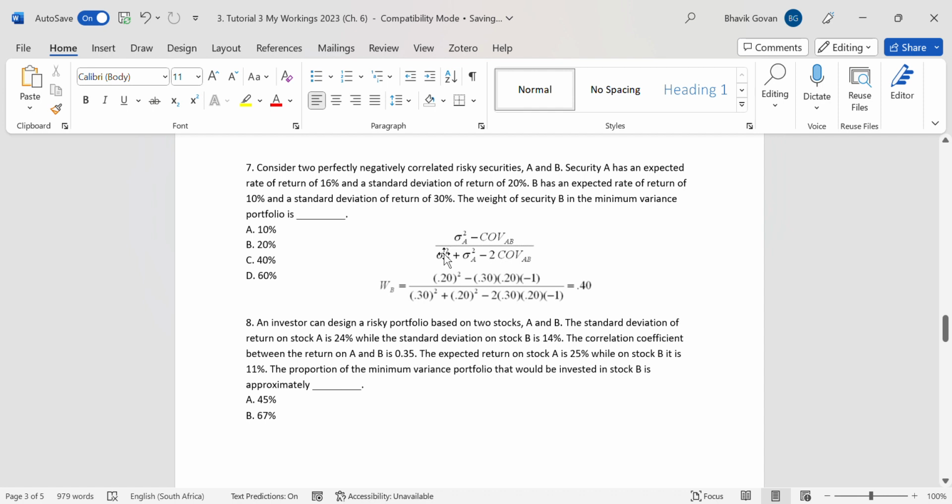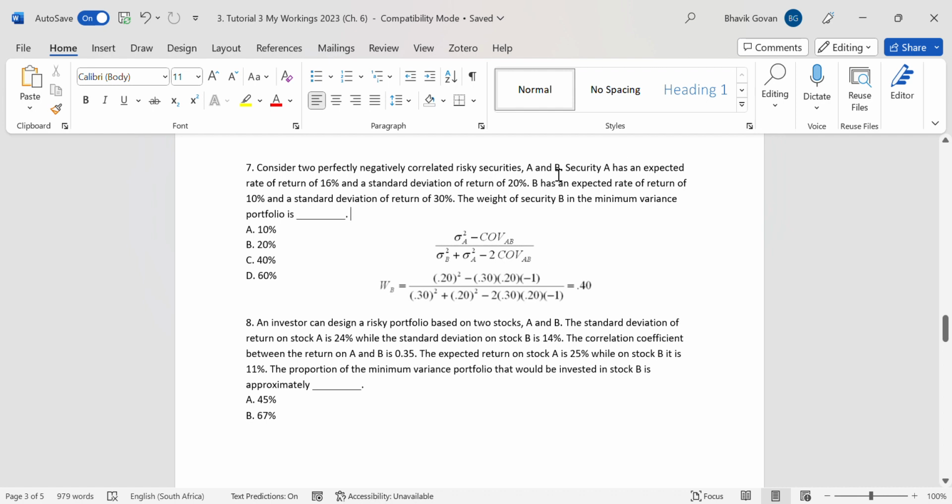So just remember your formulas, guys, as I've said before. The weight of B will be given by this formula here. It's just your variance of A minus your covariance between A and B over your variance of B plus your variance of A minus 2 times your covariance between A, B. All you do is you plug in your numbers.